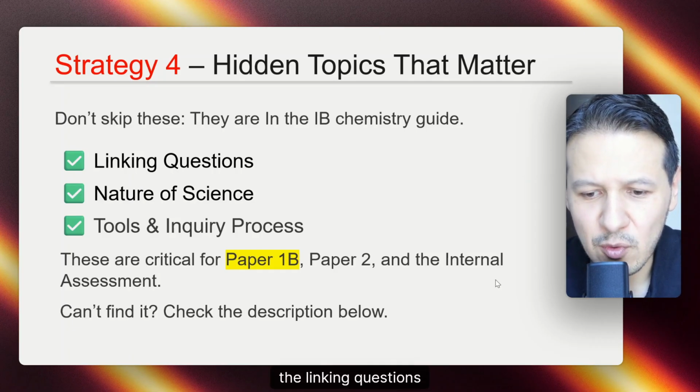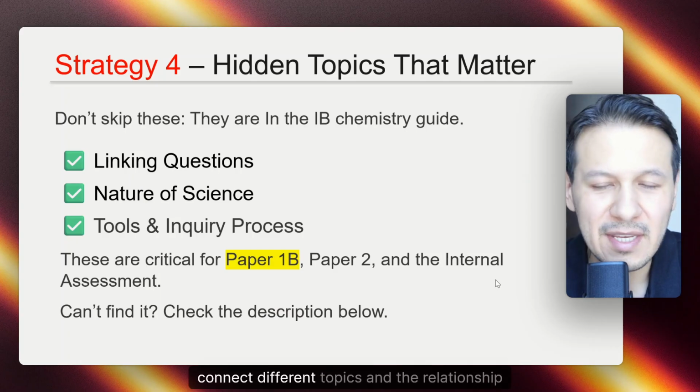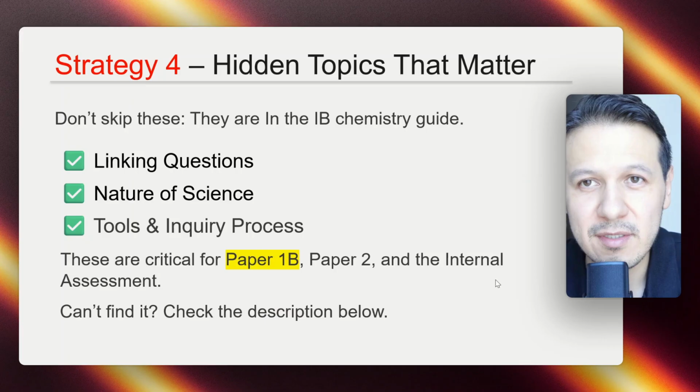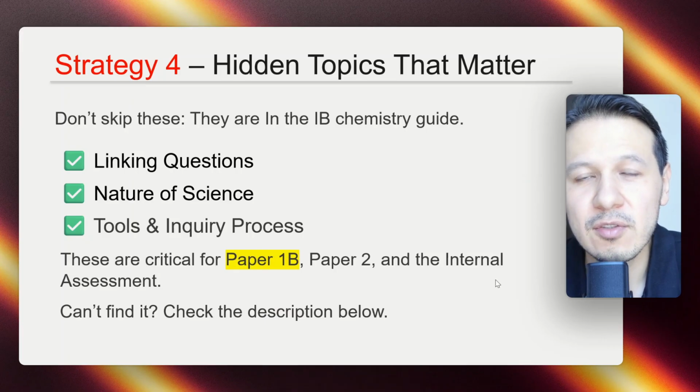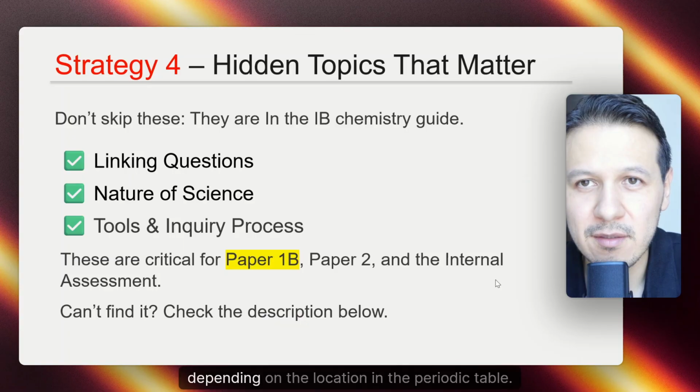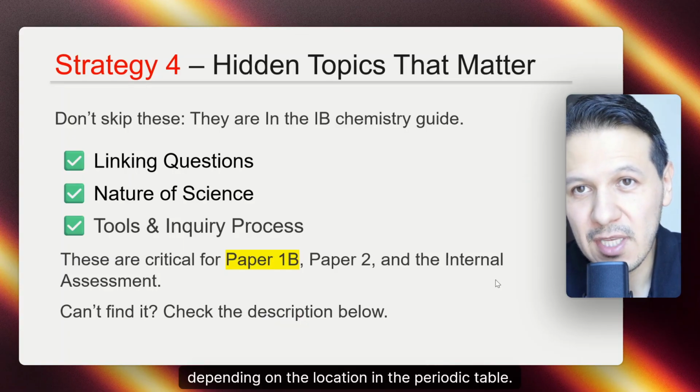The linking questions connect different topics and the relationship between two topics. For example, redox and the periodic table. Why do some elements oxidize in one way depending on their location in the periodic table?